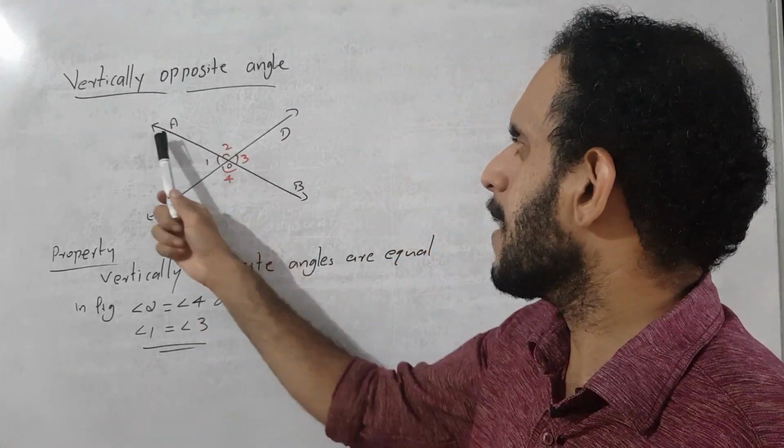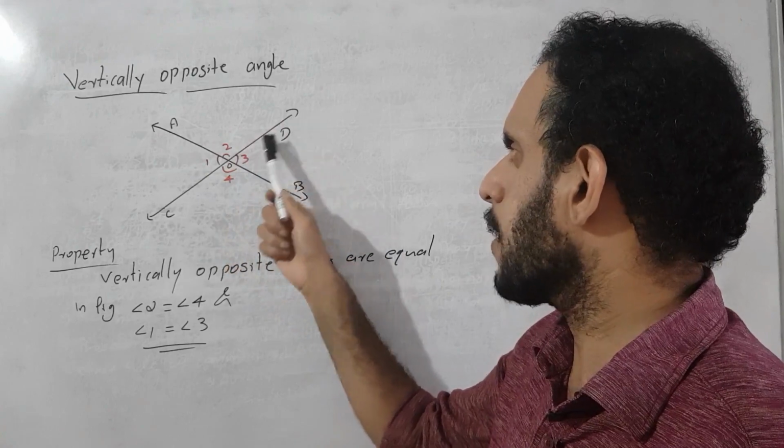Then what is 2 and 3? AB is the line and OD is the ray standing on it.